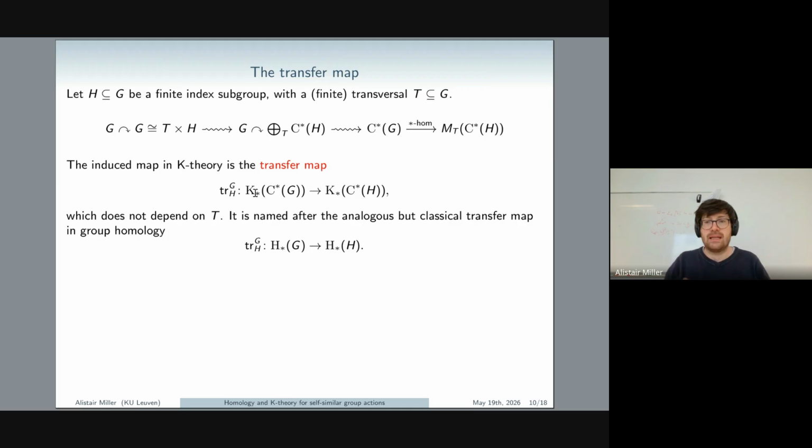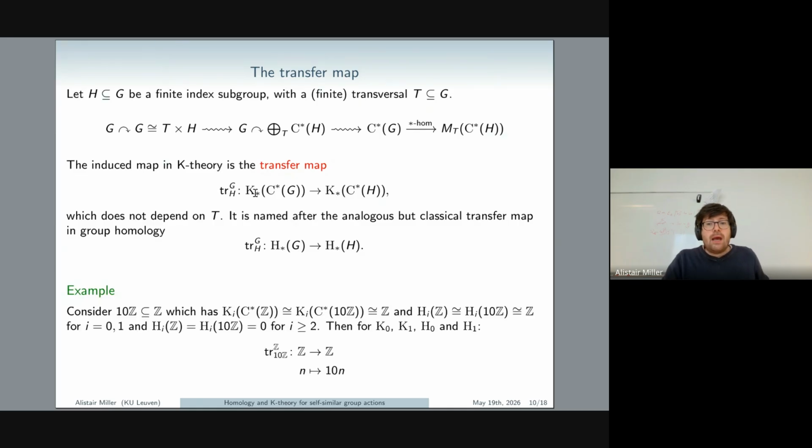And so yeah, we have something analogous in group homology. So this is certainly very natural. And if we consider this basic example of the adding machine, then we have this finite index subgroup of multiples of 10. This also just looks like the integers as a group. So all of the K-theories and the first two homology groups are Z, and then all of the other homology groups are 0.